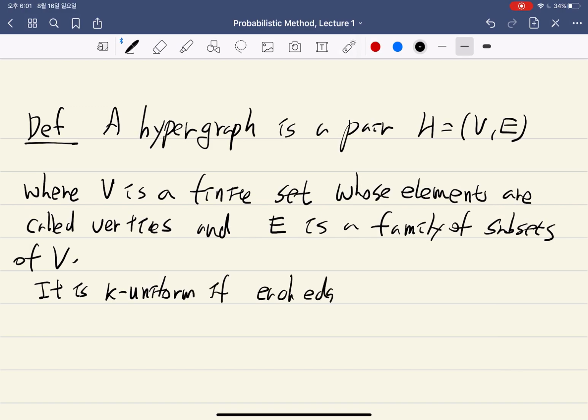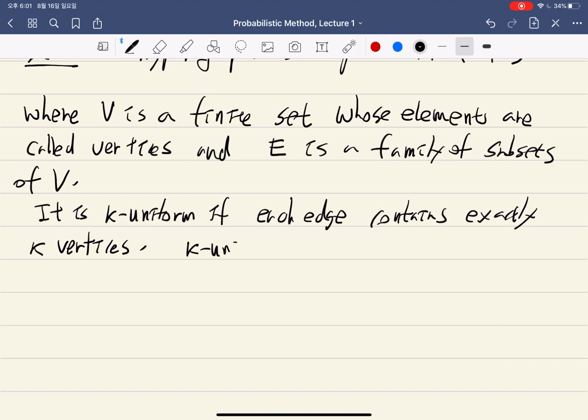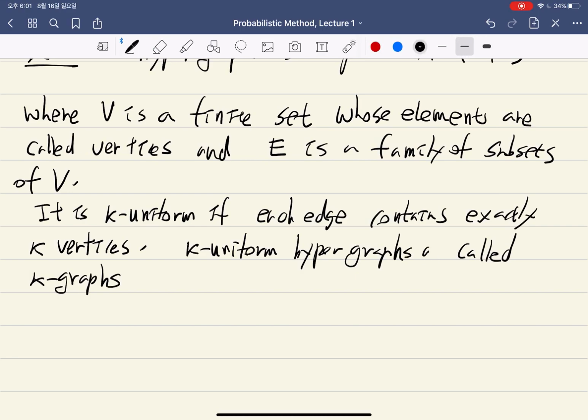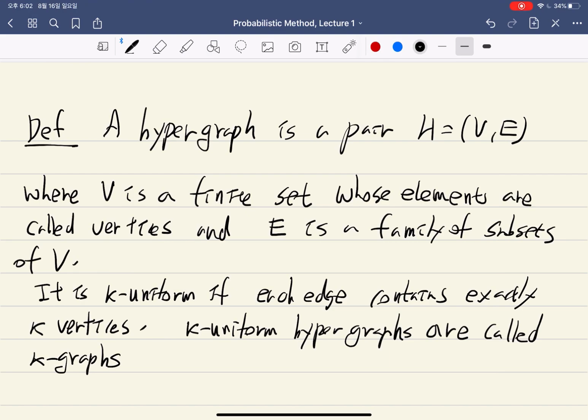And we say that a hypergraph is k-uniform if each edge contains exactly k vertices. A k-uniform hypergraph is called a k-graph. So if we say k-graph, it means k-uniform hypergraph. It's a generalization of a graph because a 2-uniform hypergraph is exactly a simple graph. Sometimes it's called a set system because it's essentially a collection of sets.